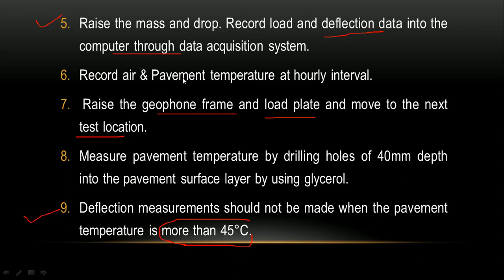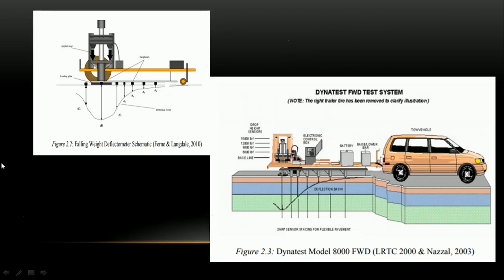Using that, the values are recorded automatically, and you have to take the air temperature and the pavement temperature. If the pavement temperature is more than 45 degrees Celsius, you should not conduct the experiment. You can observe this figure and understand clearly how the loading occurs and how the readings are recorded. This is the schematic representation.